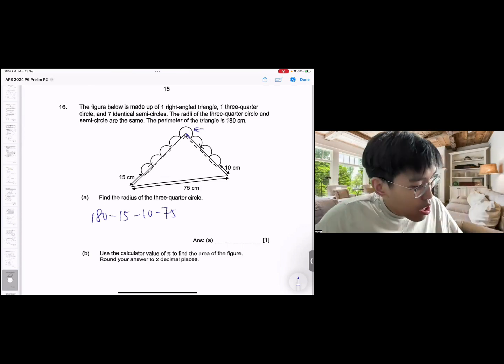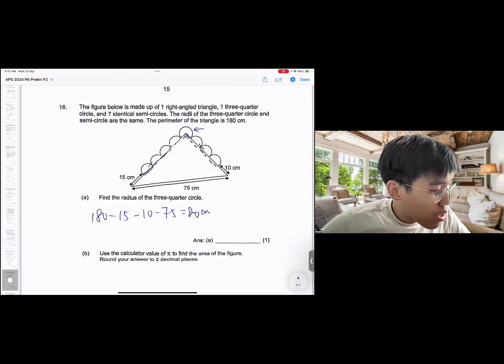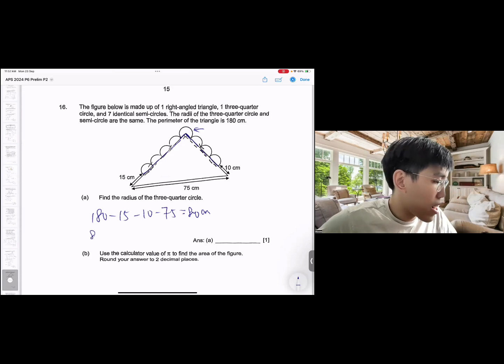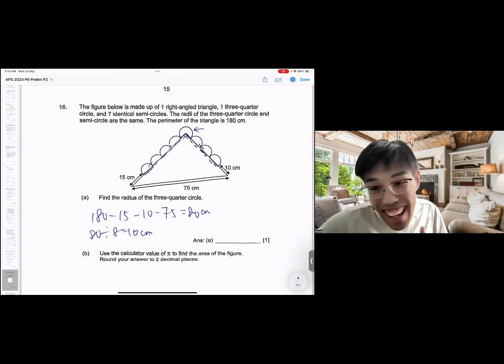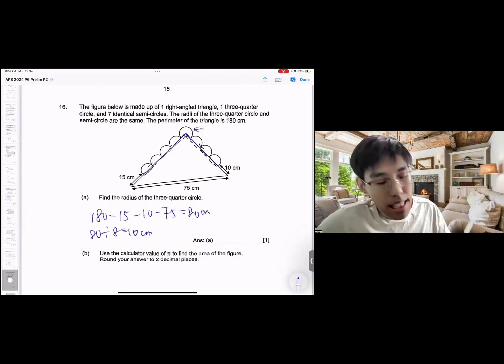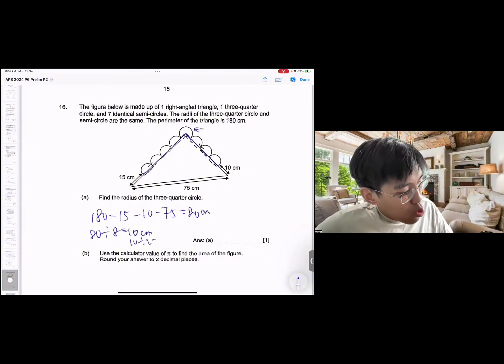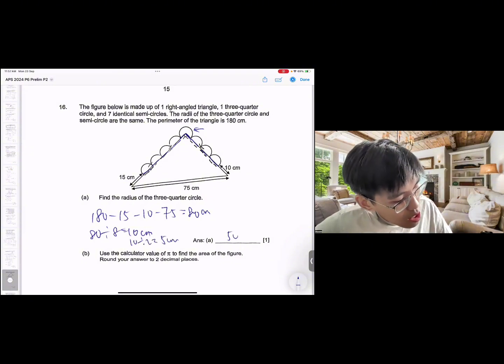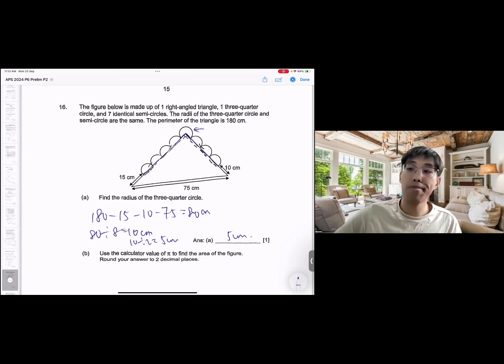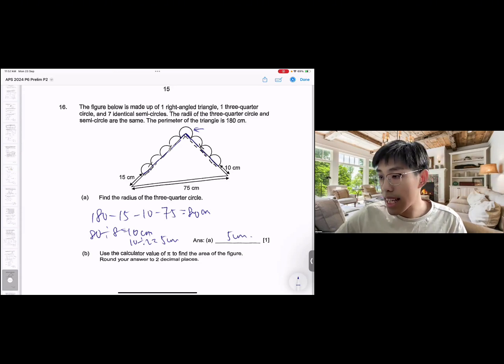Okay, 80. So this 80 is made up of how many parts? 1, 2, 3, 4, 5, 6, 7, 8. So 80 divided by 8 gives me 10. But this 10 is the diameter, so I need to divide by 2 to get my radius. Okay, that's the idea.